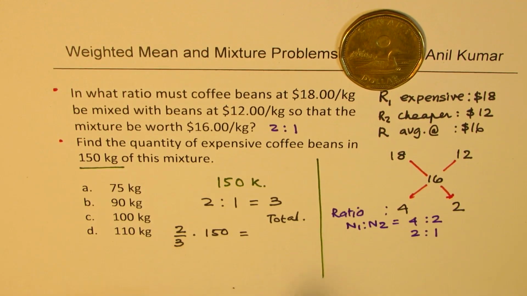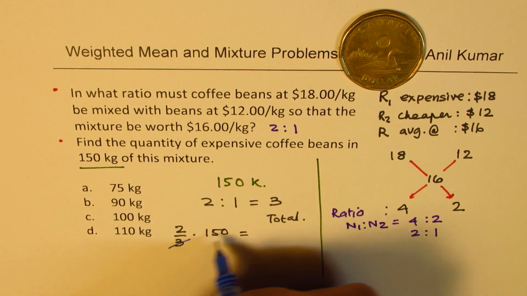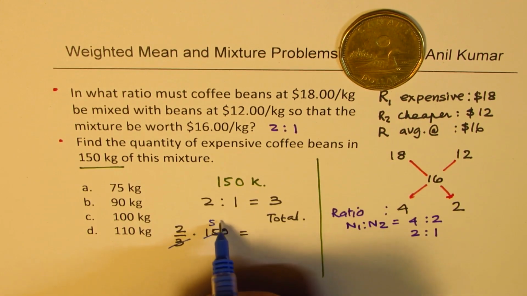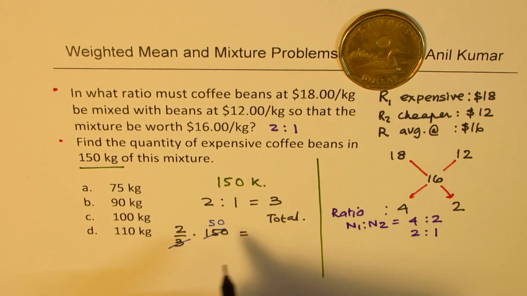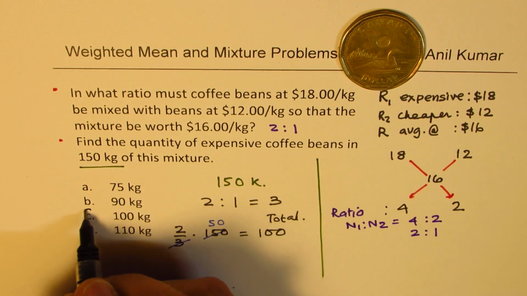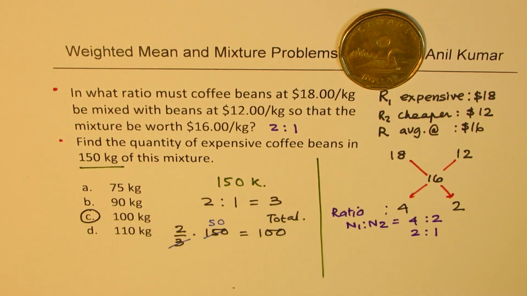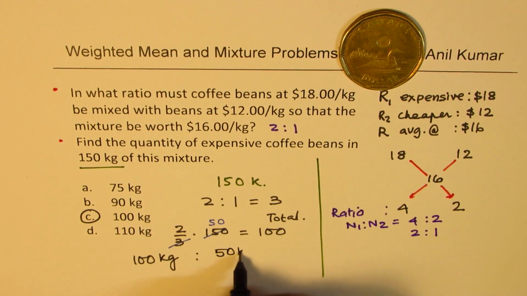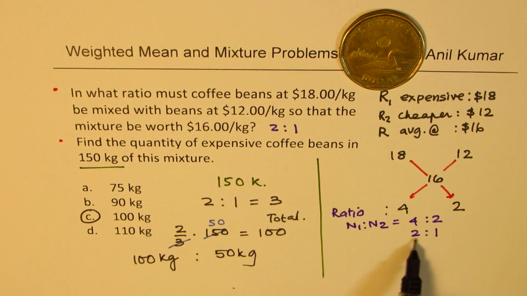2/3 of 150. If you simplify this, 150 divided by 3 is 50, and when you multiply, what do you get? Twice 50 is 100. So we have 100 kg of the expensive one. Do you see that? So we get our answer. We really have 100 kg of one, and the other one is 50 kg. They are in the ratio of 2:1. The cheaper one is 50 kg in this mixture of 150 kg, and the expensive one is 100 kg in it. And that makes the average price $16. Does it make sense to you?